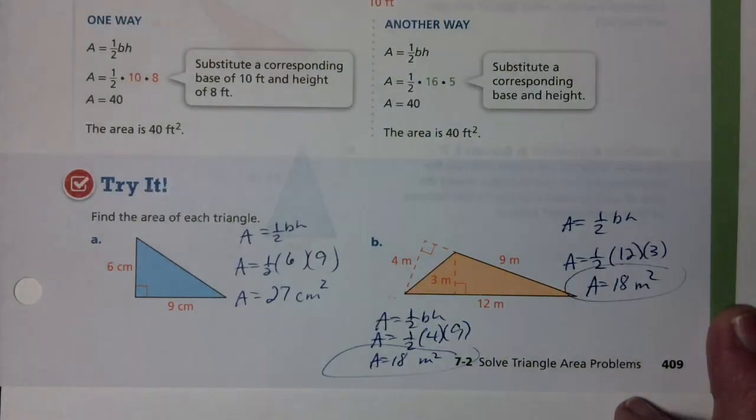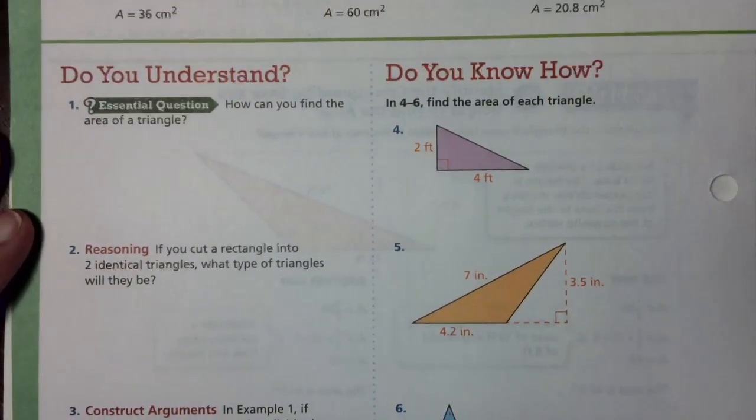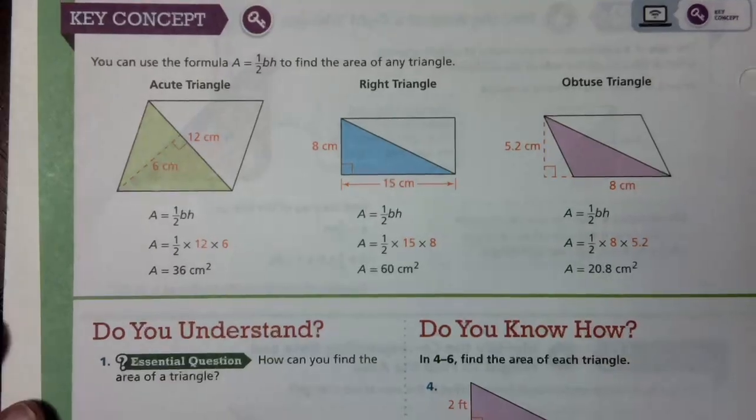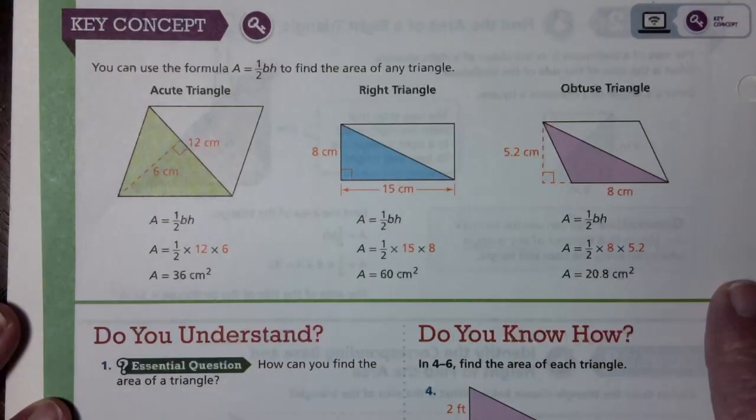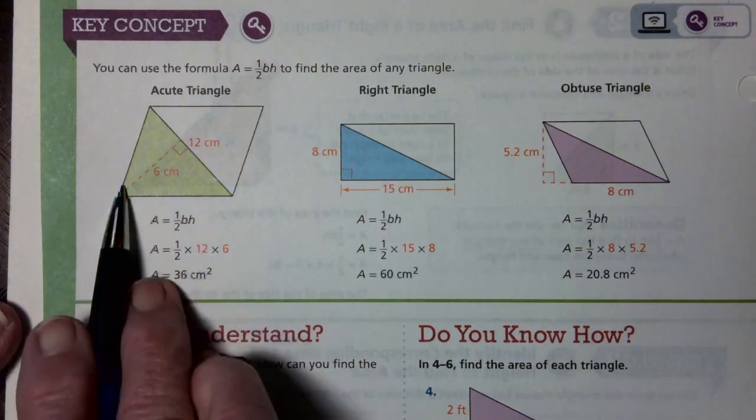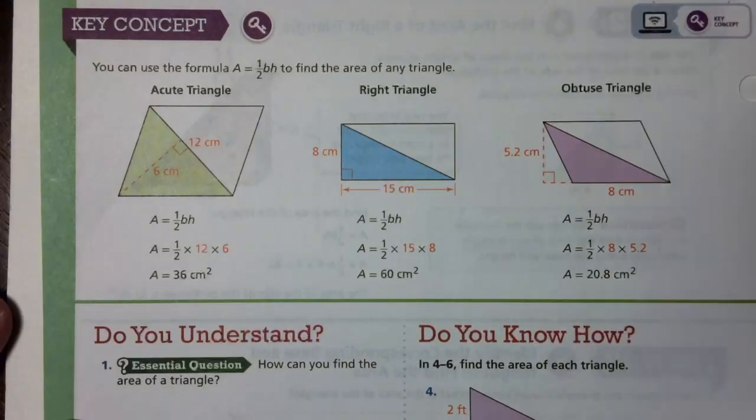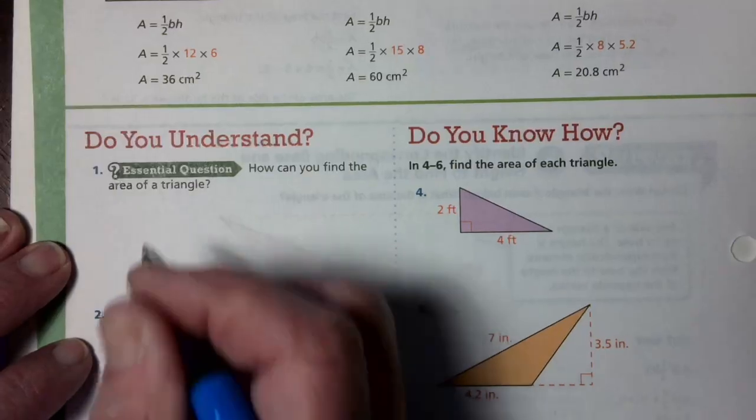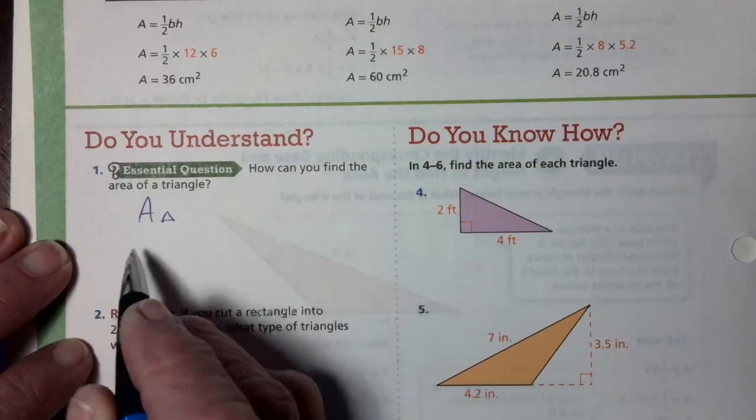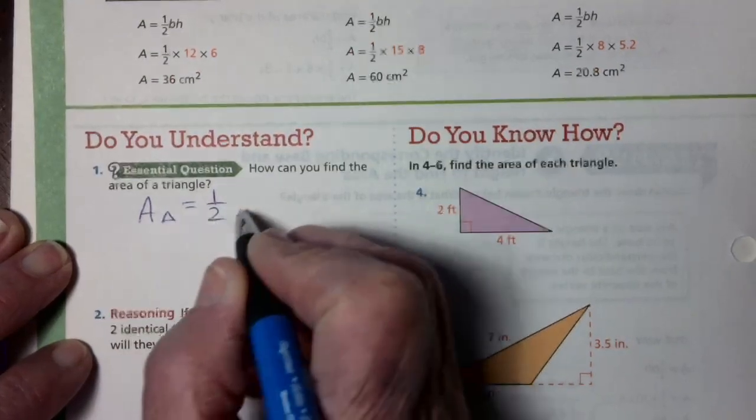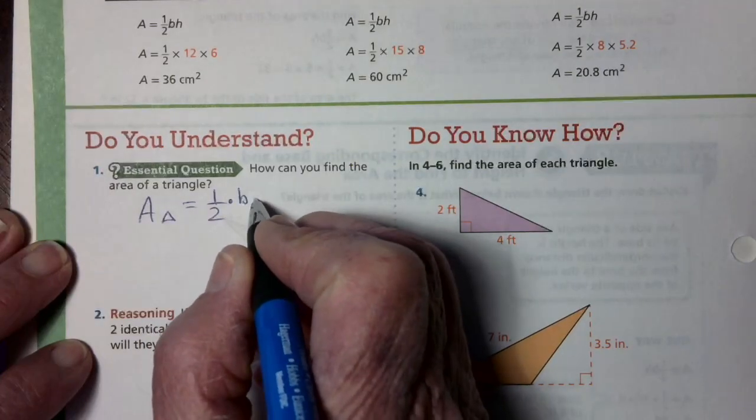All right. Turn the paper over. Do you understand? Teachers, here's good information for your anchor charts. Make sure you have all three kinds of triangles on your board: an acute triangle, a right triangle, and an obtuse triangle, to show the base and height for that. Number 1, how can you find the area of a triangle? The area of a triangle, I always put me a little picture, is 1/2 times the base times the height.